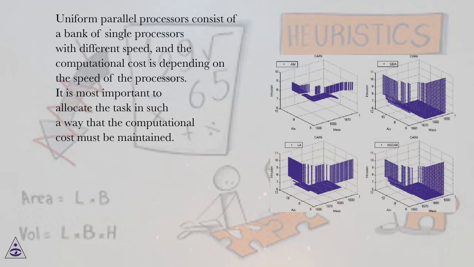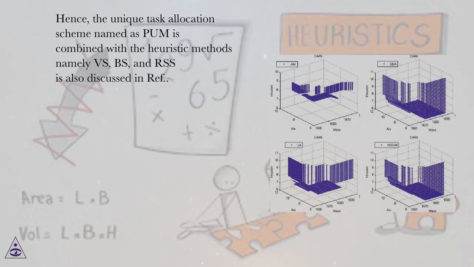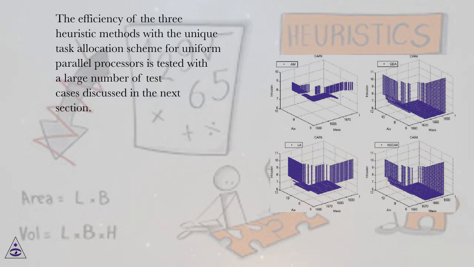Uniform parallel processors consist of a bank of single processors with different speeds, and the computational cost depends on the speed of the processors. It is most important to allocate the tasks in such a way that the computational cost is maintained. Hence, the unique task allocation scheme POOM is combined with the heuristic methods Versus, BS, and RSS, which is also discussed in Ref. The efficiency of the three heuristic methods with the unique task allocation scheme for uniform parallel processors is tested with a large number of test cases, discussed in the next section.